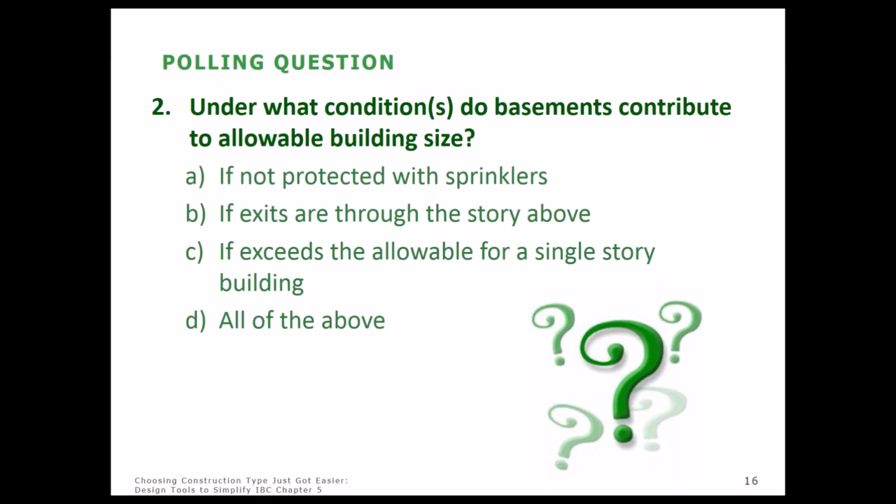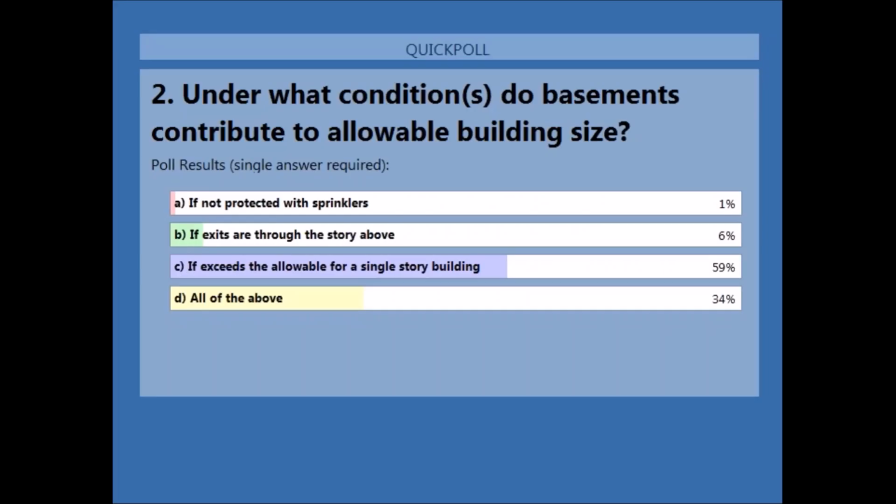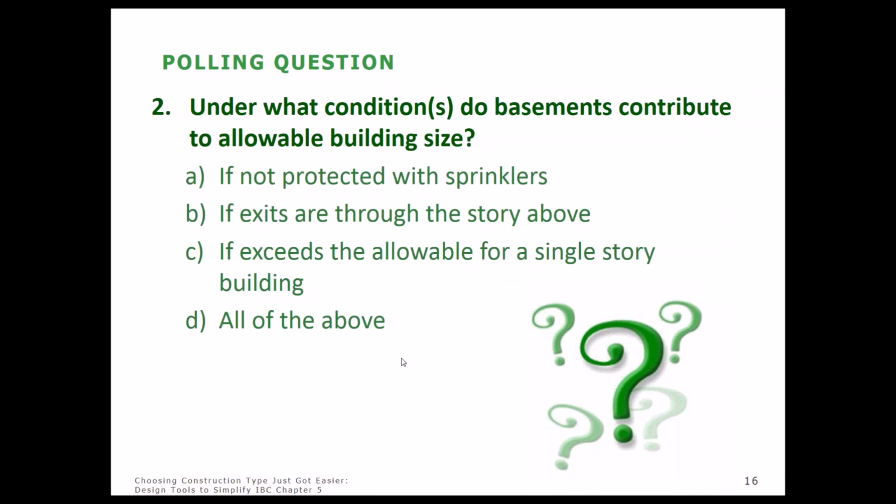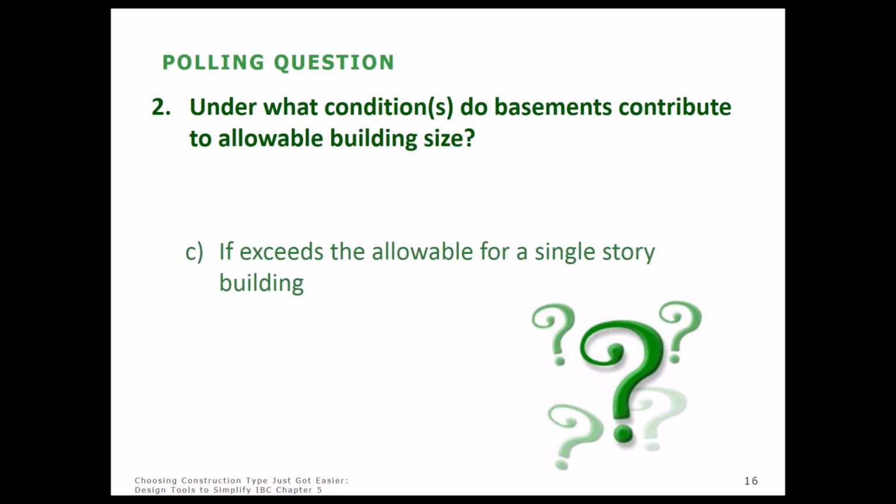Okay, and I'm going to close the poll here and share the results. And the majority of people said C, if it exceeds the allowable for a single-story building. And Paul? Well, that's great. That is the correct answer. The others sounded plausible. Might be a concern in some other provisions of the code, but not for this one. This is the only restriction in terms of considering the basement as part of the size of the building for area.